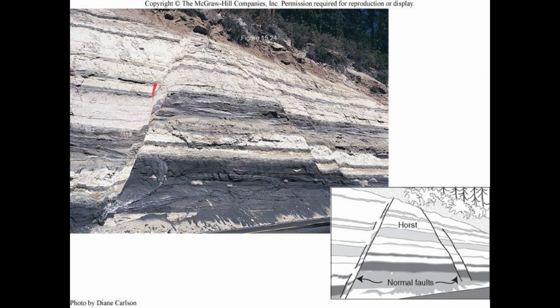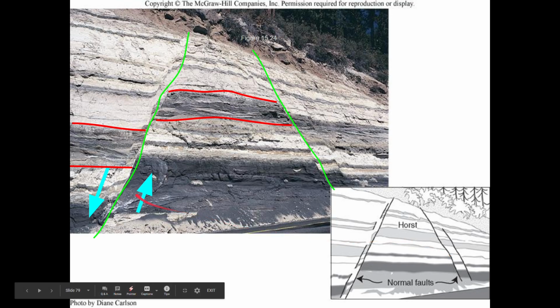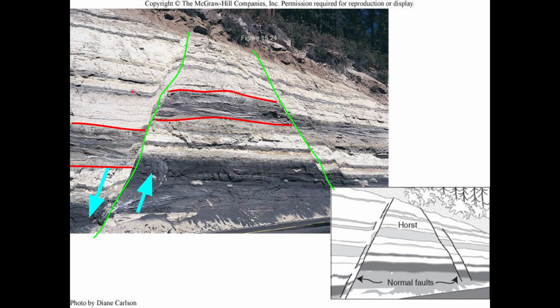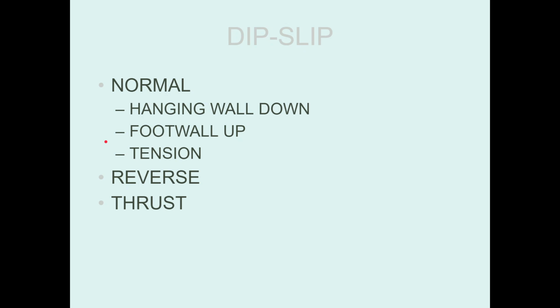So here's one in real life. You can see these layers used to be connected up here. This layer used to be up here. This layer used to be up here. And same thing on the other side. And there it is drawn out to help you. So the hanging wall has gone down. If we stood here on this fault, the hanging wall is above our head, it's gone down. Footwall, gone up. So I can look at this and be like, oh, there was tensional stress. This was pulling this way and this was pulling this way. And these outside parts ended up falling down. And that's everything I just said.